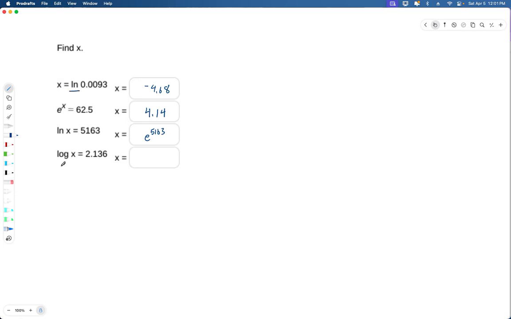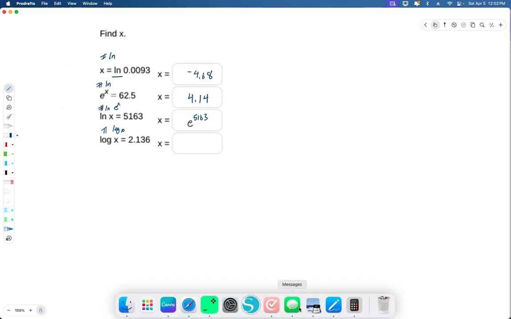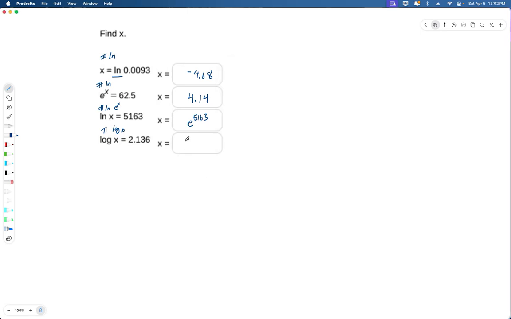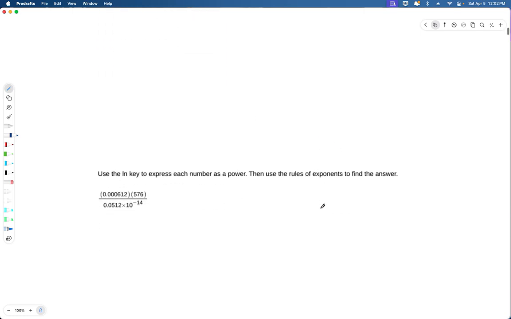So for this key, it was the ln key. You type in the number and then you do the ln key. Same thing here, number and the ln key. For this one, you type in the number and then the ln key and then the e to the x key. And that gives you the exponent that goes on the e. For this one, whenever it says log of x, you type in the number and then you type in the log 10 key. Okay. And that's going to give you this number here. I round it to two places, 136.77. All right, let's go to the next one.